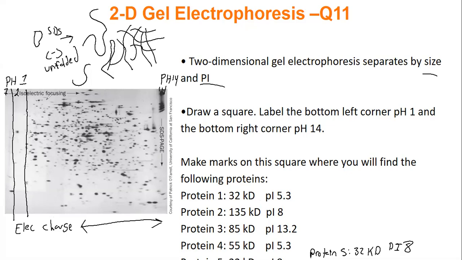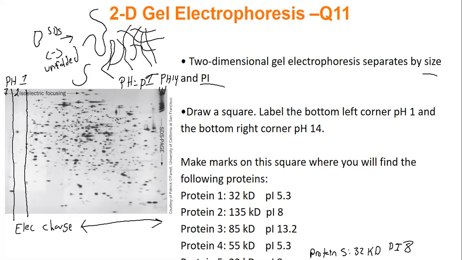So the idea here is that first, moving from left to right in electrical charge, a protein will stop moving in this gel when pH equals pI. Because you're no longer charged, and so you're no longer affected by an electrical field. That's called isoelectric focusing. Then, after that's done, you stop the isoelectric focusing, and then you do SDS-PAGE, where you move from top to bottom. And now you are separating by size.